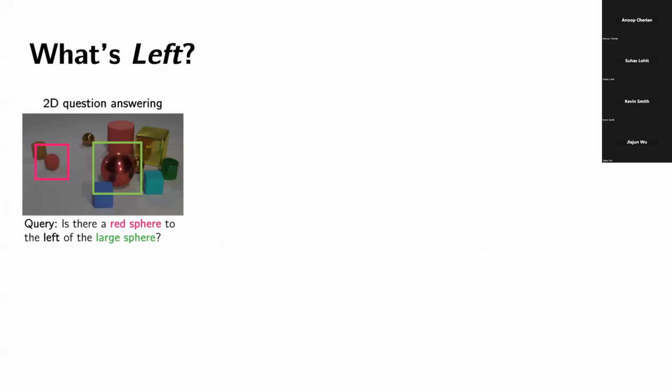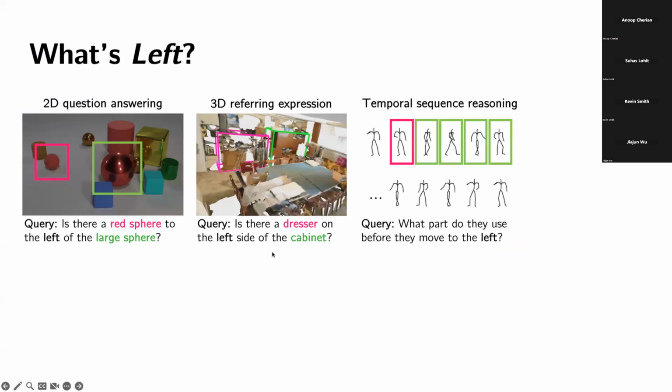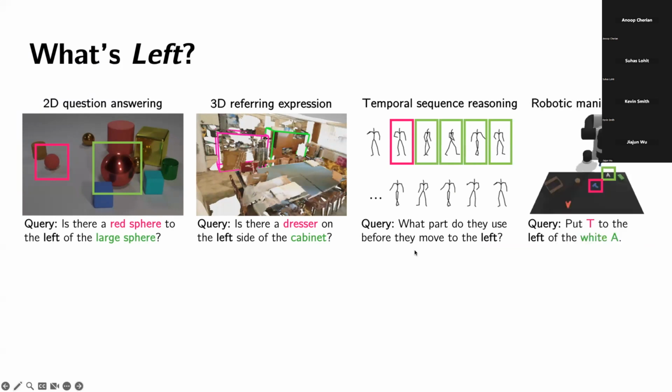For example, let's just take "left" as a concrete example, right? The word "left" itself is kind of left unexplained, because if you look at it, it appears in all these different domains in different ways. In the 2D domain, I can ask you, is there a red sphere to the left of a large sphere? In the 3D domain, I can say, is there a dresser on the left of the cabinet? In temporal sequence reasoning, I can say, what part do they use before they move to the left? Or in robotic manipulation, I can say, put T to the left of Y and A. So the same word, left, appears in different domains.